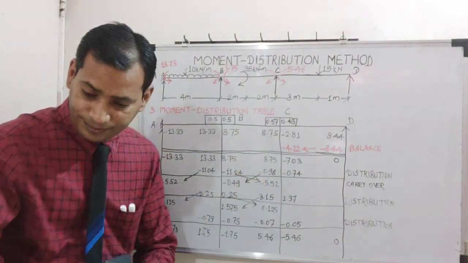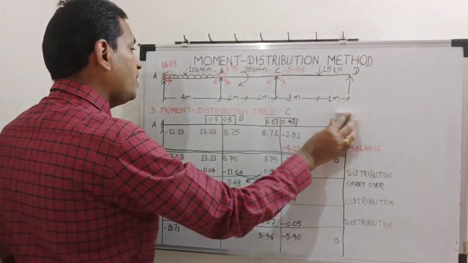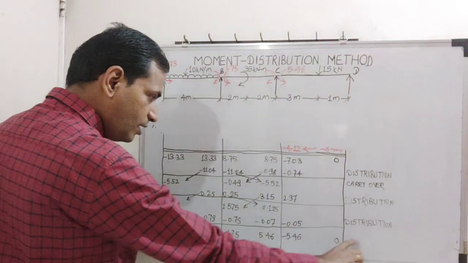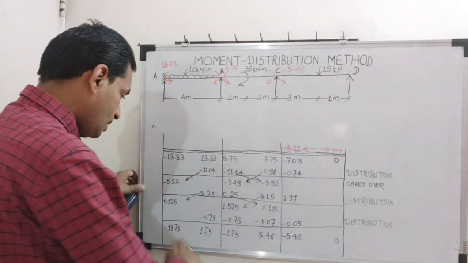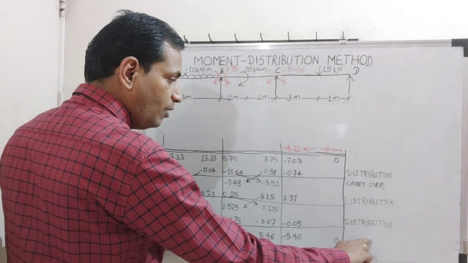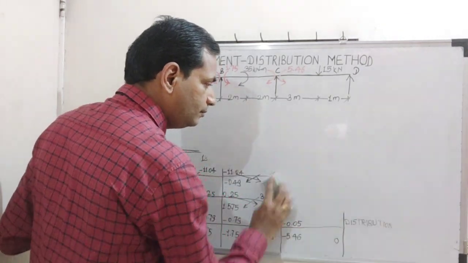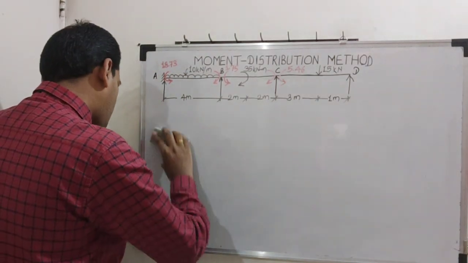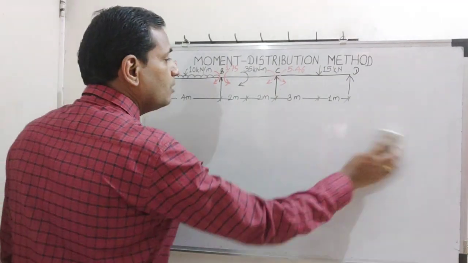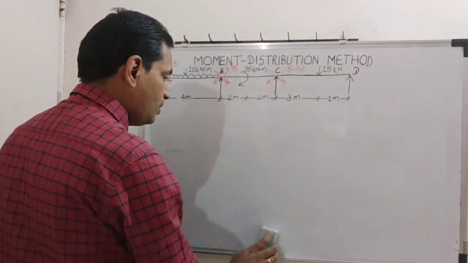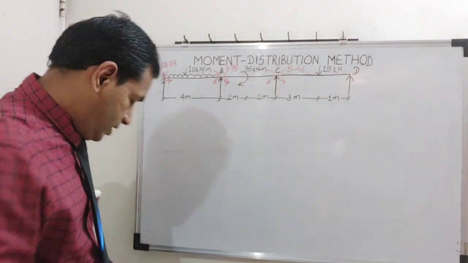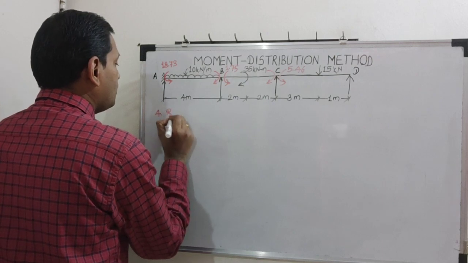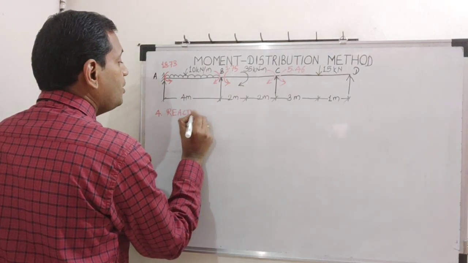Now I will rub this. My step number 4. For this row you can write here final moments. So from this table we have got final moments on end supports and intermediate supports. Now we will find reactions. So step number 4, reactions.